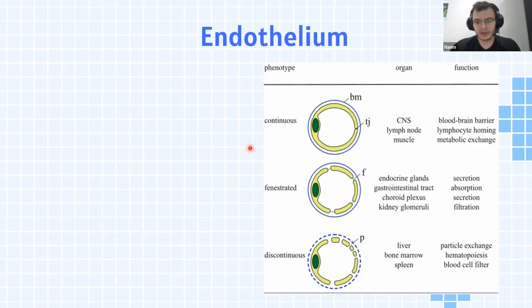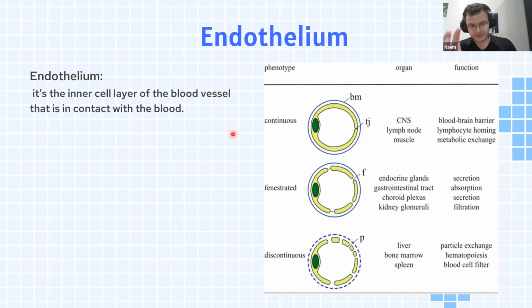Okay, so let's go now. Let's talk more. So the endothelium, it's the inner cell of the blood vessel that is basically in contact with the blood. So again, this is a full blood vessel. This is the endothelium, and this is the basement membrane. So it's the inner cell. It's not the basement membrane. It's the inner cell that is in direct contact with the blood.